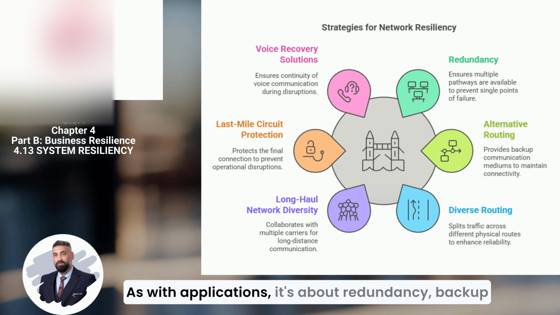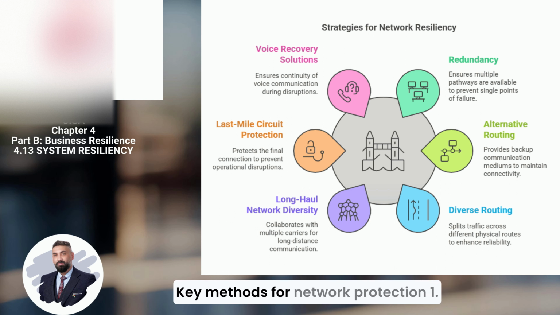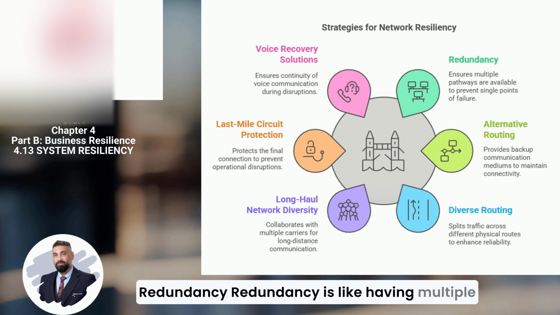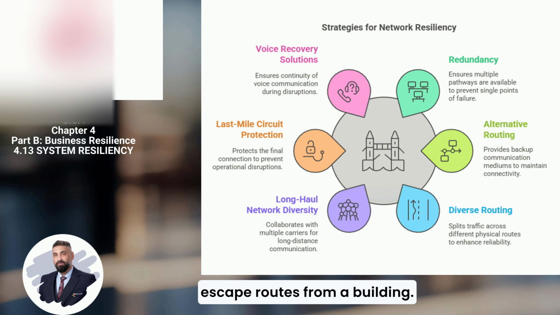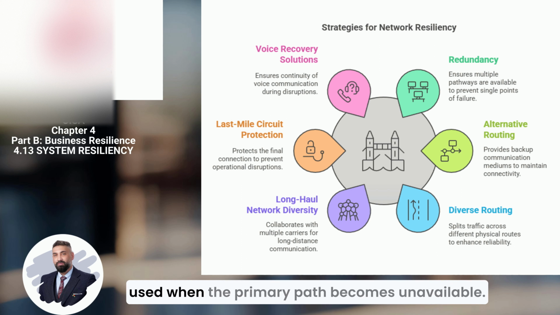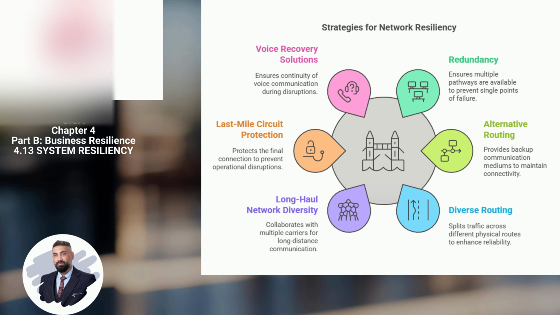As with applications, it's about redundancy, backup systems, and diverse options for rerouting. Here's how. Key methods for network protection. 1. Redundancy. Redundancy is like having multiple escape routes from a building. It's about additional capacity that can be used when the primary path becomes unavailable.